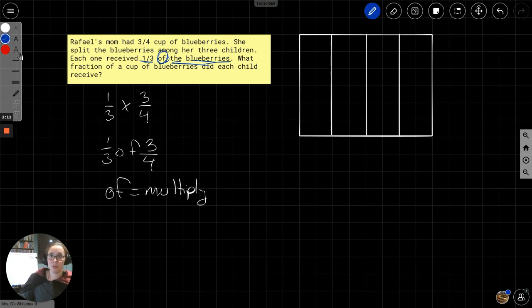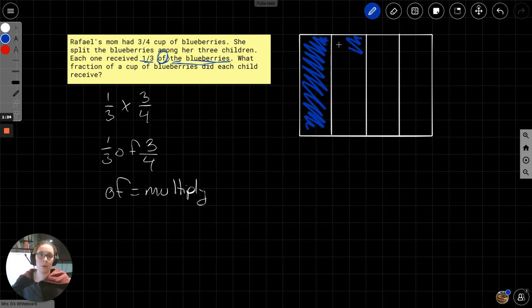So if you see up here, I have a lovely box. It's split into fourths, and this is our analogy for blueberries. We have 3/4 of a cup of blueberries, so let's color in 3/4 of a cup. 1, 2, and 3.